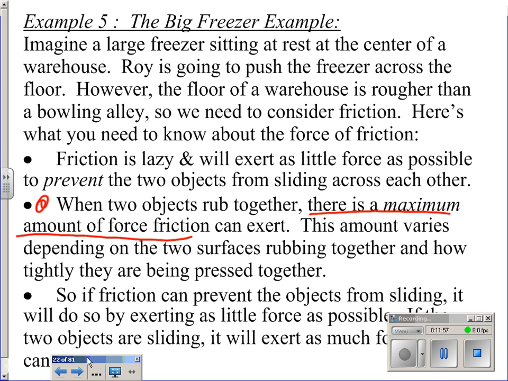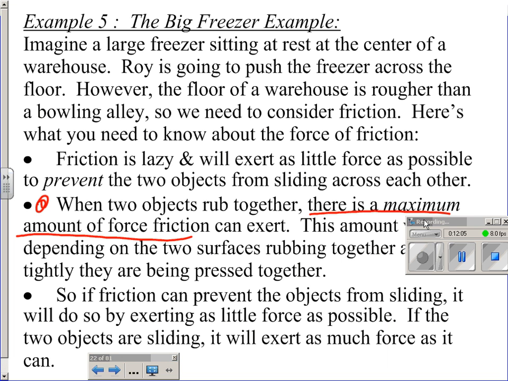Okay, so this last bullet kind of summarizes. If friction is able to prevent the objects from sliding, it's going to do so by exerting as little force as possible. Okay.